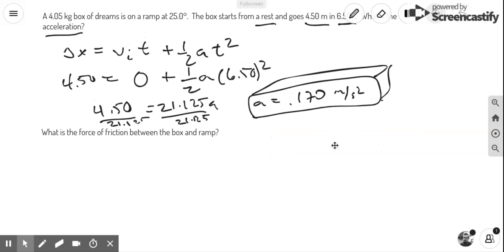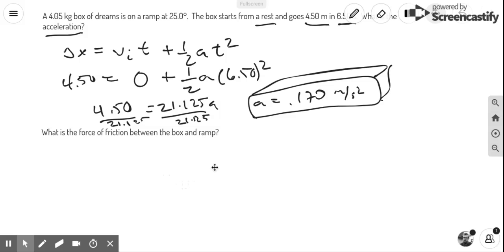What is the force of friction between the box and the ramp? Now we're going to start dealing with some forces. One thing we do know is we have this acceleration; we just solved for it. That means our forces do not cancel out, because it's accelerating. It's not going to be balanced. But we'll be using the idea that net force equals mass times acceleration when we look at those different forces.